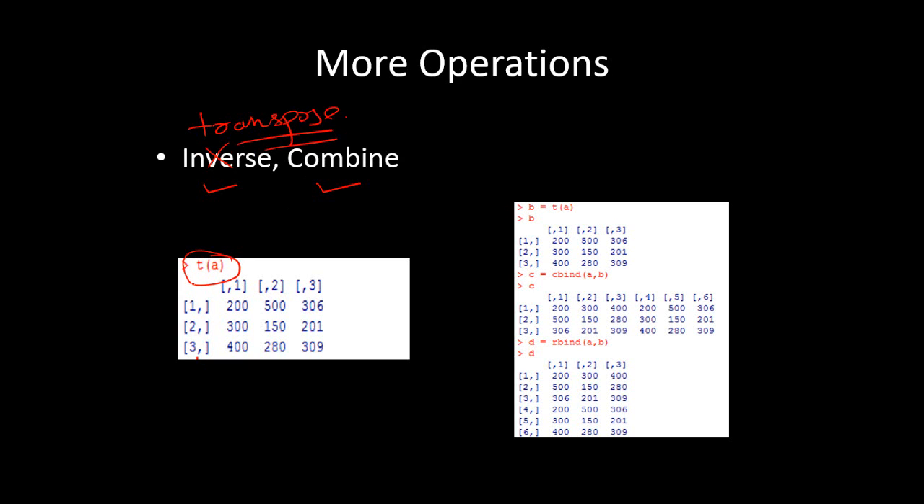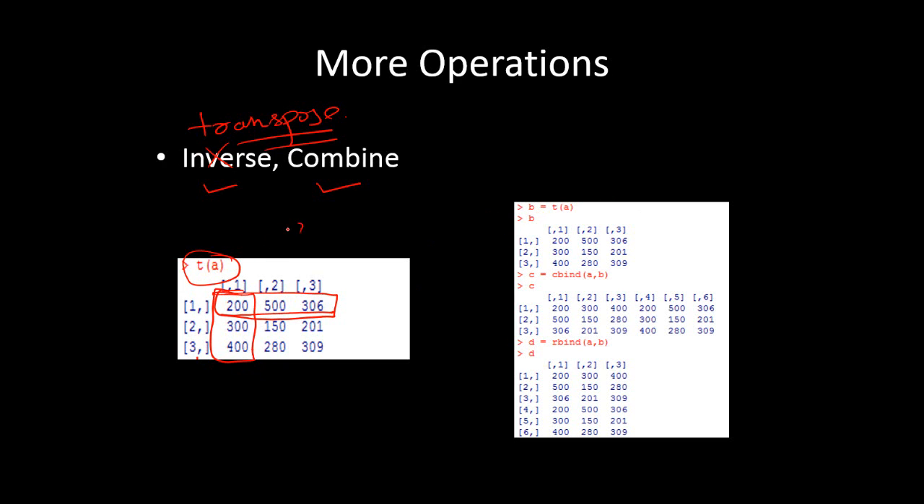Transpose. So how do you do a transpose? Transpose is changing rows into columns and columns into rows. Okay, so pardon me, I used inverse in the beginning. That's wrong. So now we have seen what A is. When you take a transpose of A, you will see that the row numbers, 200, 500 and 306, used to be the first column. Now it has become the first row, right? And 200, 300, 400, this one used to be the first row. Now it has become the first column. So it has changed.